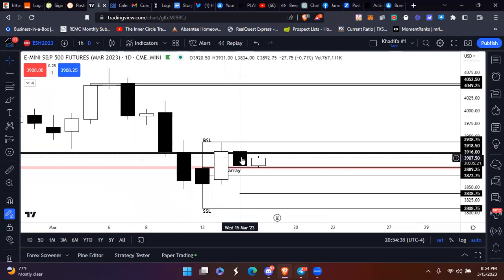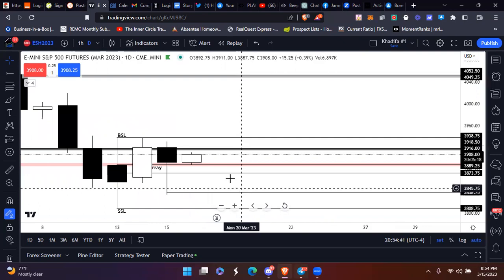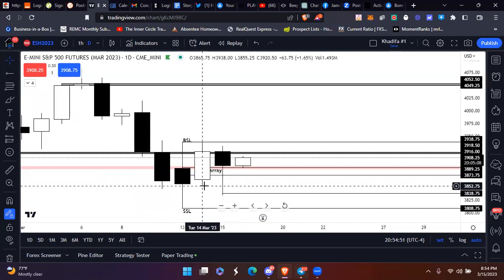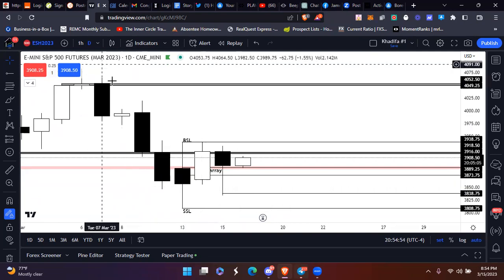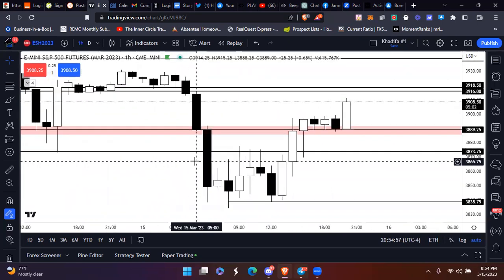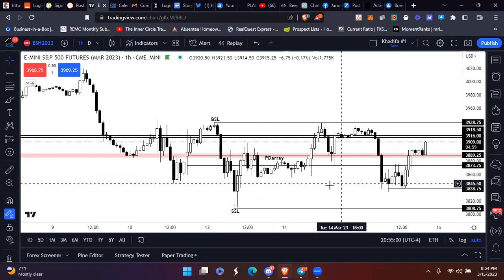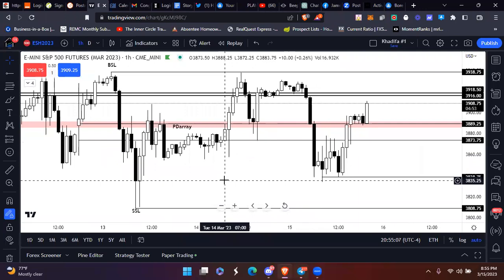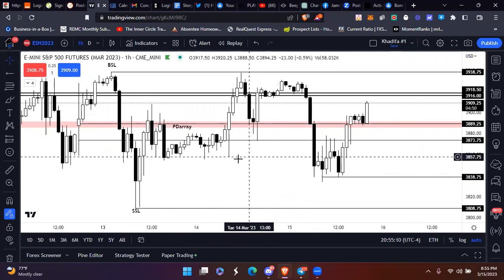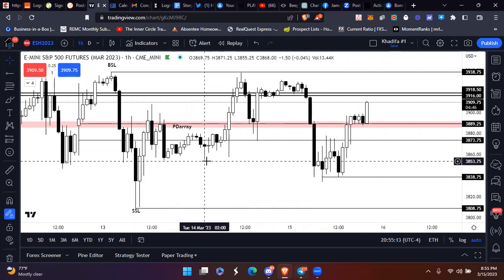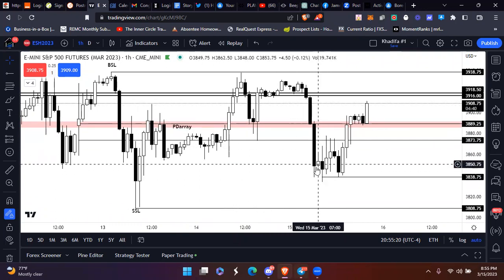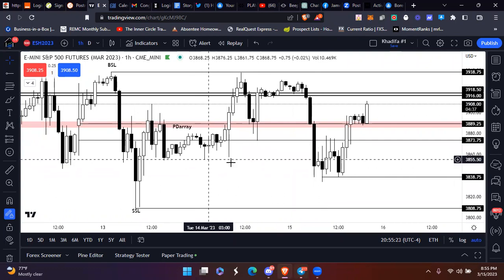And today we pushed back down to retest Tuesday's discount array, right? But we ran Tuesday's sell side liquidity as well today. So we go down to the hour time frame. This is Tuesday's low, or Tuesday's sell side liquidity, right? We see we ran that here, ran that sell side liquidity right there.